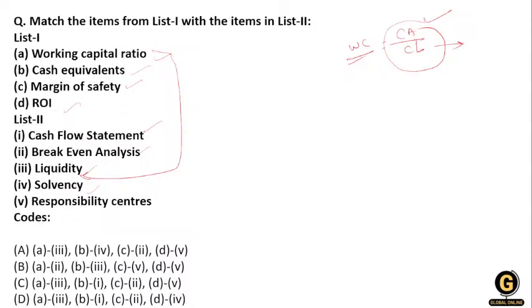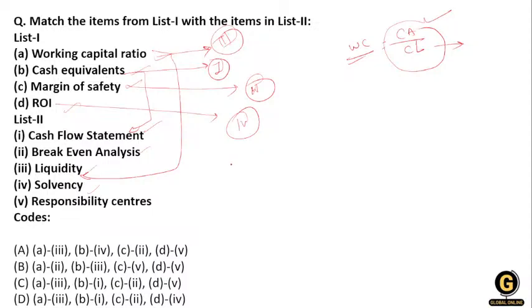Cash equivalent is for your cash flow statement. Then margin of safety is based on the break even point, so option number 2 is correct. And ROI, return on investment, this is the solvency... no, this is not solvency, it is a responsibility center. That is the fifth one. So option number C is correct.